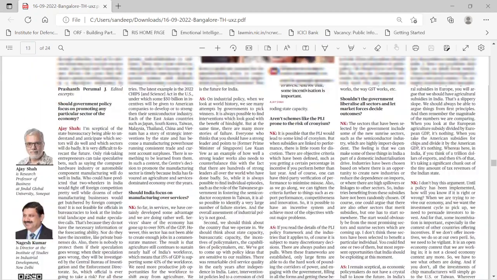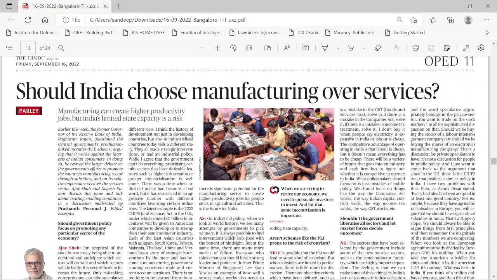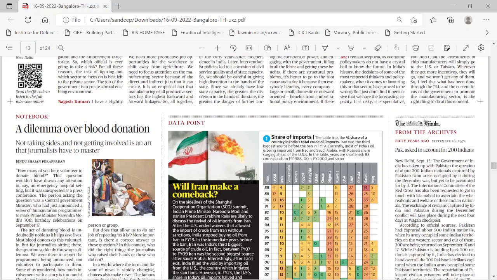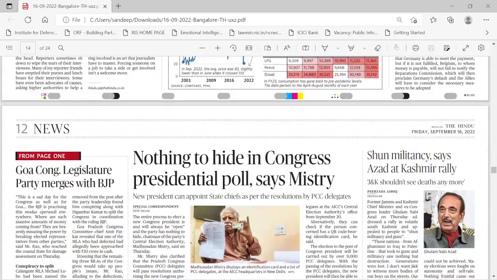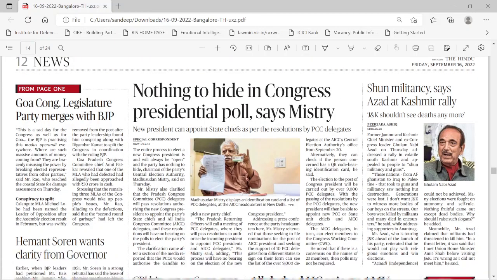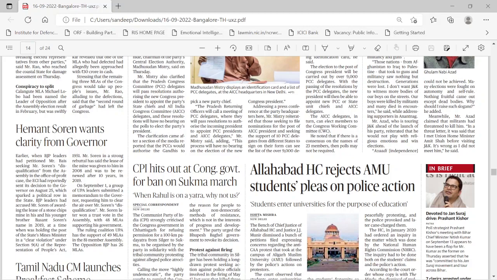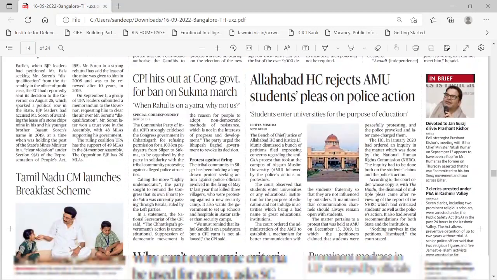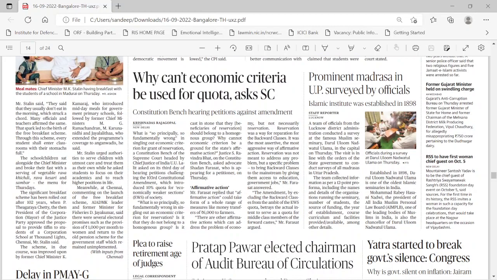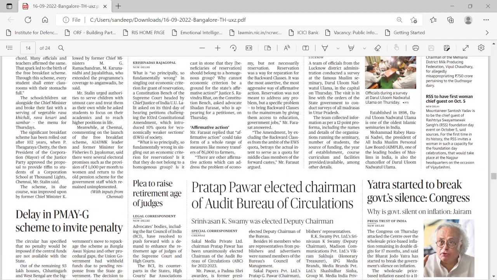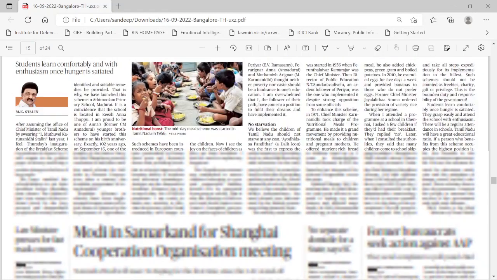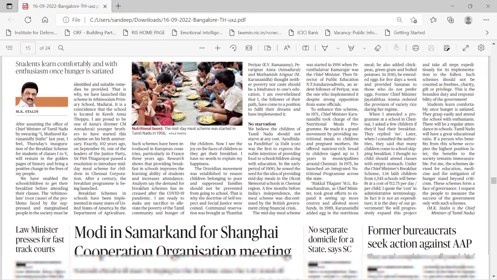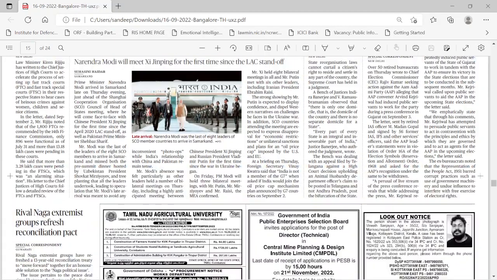Fine. So, should India choose manufacturing over services? These are all choices given to the government, not required. Yeah. Nothing to hide in Congress, shun militancy, CPI hits out, Allahabad High Court rejects AMU. Why can't economic criteria be used? Prominent madrasa plea to raise retirement age of judges. Pratap Power Yatra started, all are politics. Breakfast scheme is important, but not for exam.